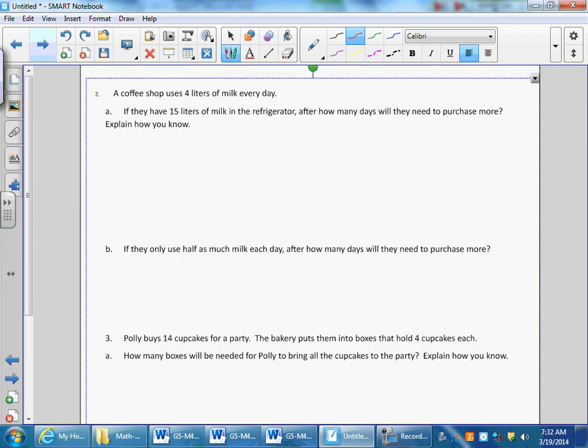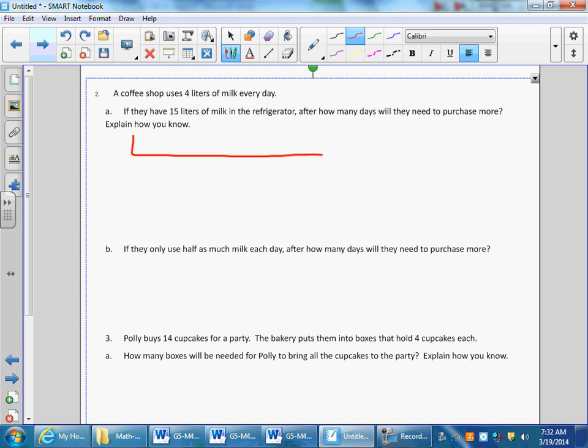Okay, tough problem here to think about, but let's read, draw, and write. Coffee shop uses 4 liters of milk every day. If they have 15 liters of milk in the refrigerator, after how many days will they need to purchase more? Okay, lots of things I'm thinking of here, but I'm going to draw first.